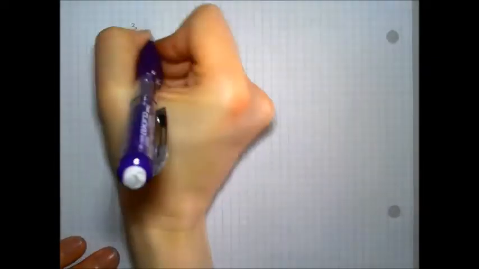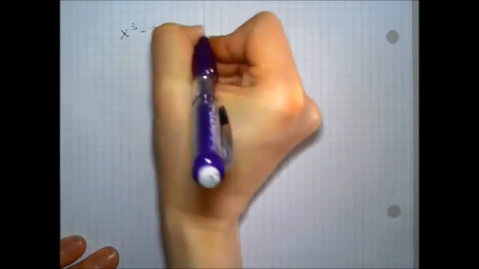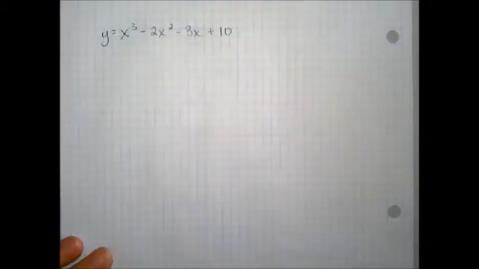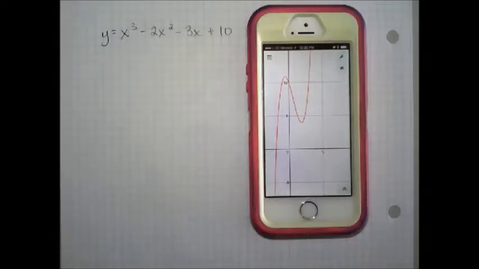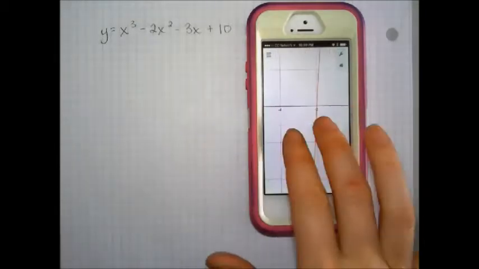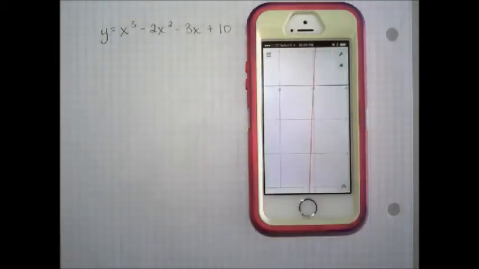x to the third minus 2x squared minus 3x plus 10. This should be y equals. So, if I'm not given a root, what I'm going to do is put that into Desmos or into the calculator to find it. If I bring that up on Desmos, you can see that this is a third-degree polynomial because of those direction changes. And you can see it's only got one real root. And that one occurs at -2.